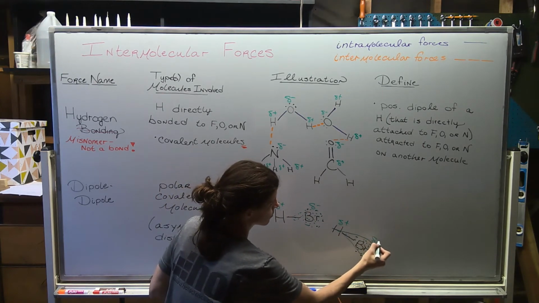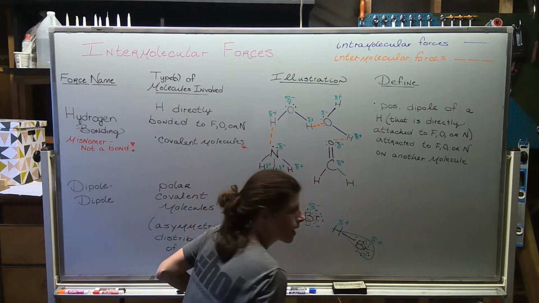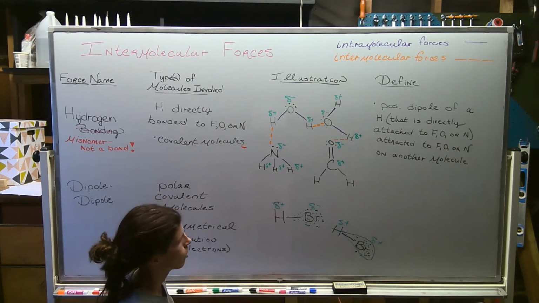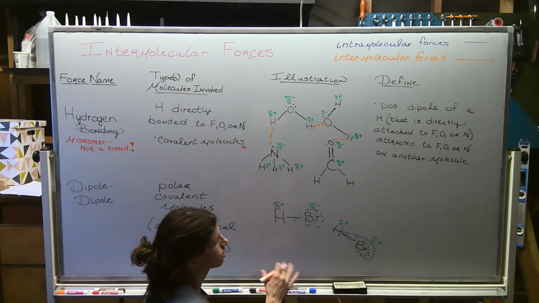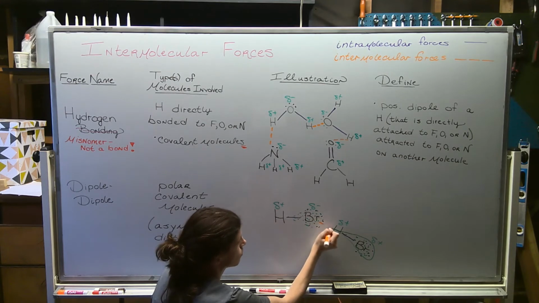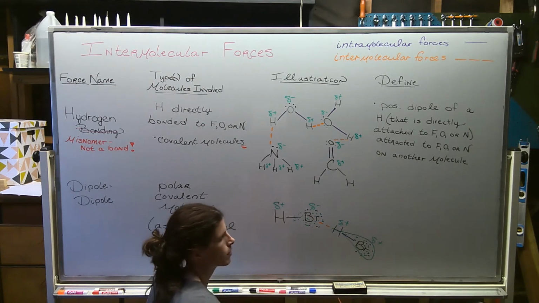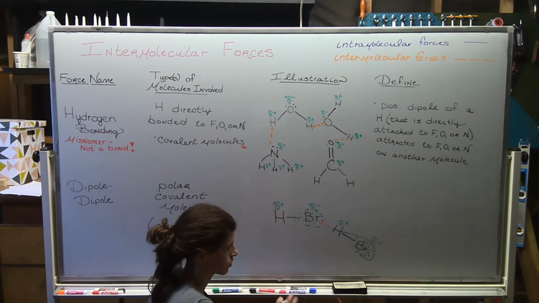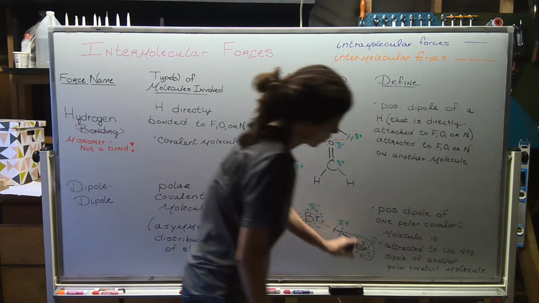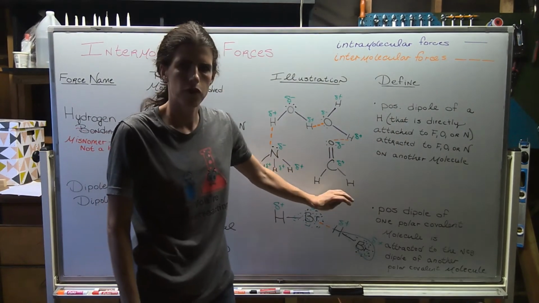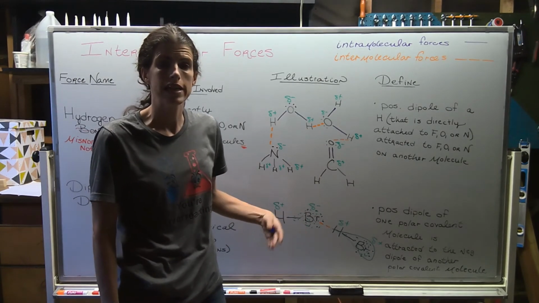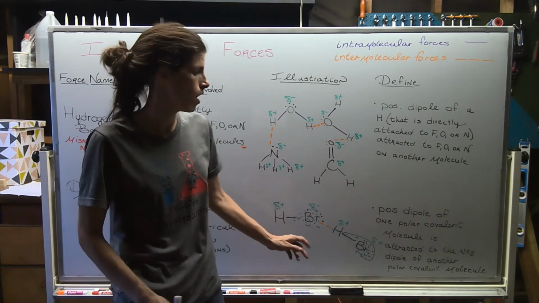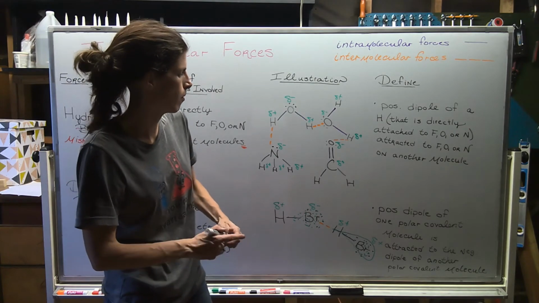Hydrogen then has a positive charge associated with it, but not a full charge, just partially. The opposite dipoles then are going to be attracted to one another. So bromine is going to be attracted to hydrogen, and so on and so forth. In terms of our definition, the positive dipole on one polar covalent molecule is attracted to the negative dipole on another polar covalent molecule.